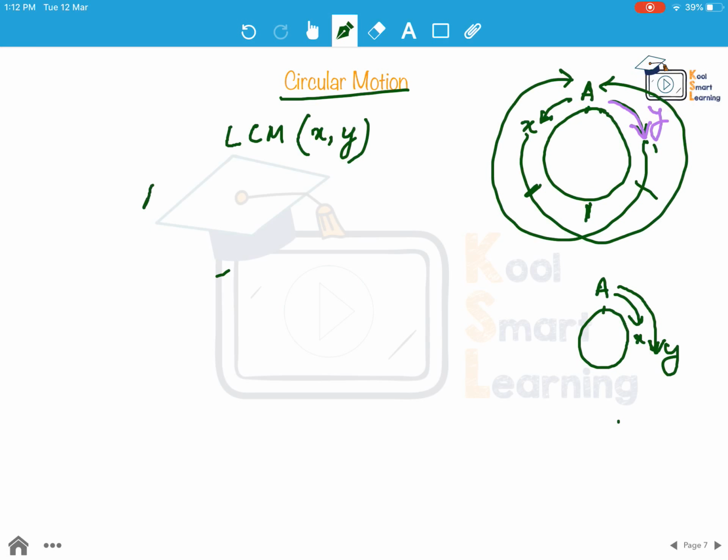Now let's take an example. Say one person, let's take this person to be P1, takes 10 minutes to come back to his position, and P2 takes 15 minutes to complete the round. So the LCM of these two is 30 minutes. Now in 10 minutes this first person has completed the round.